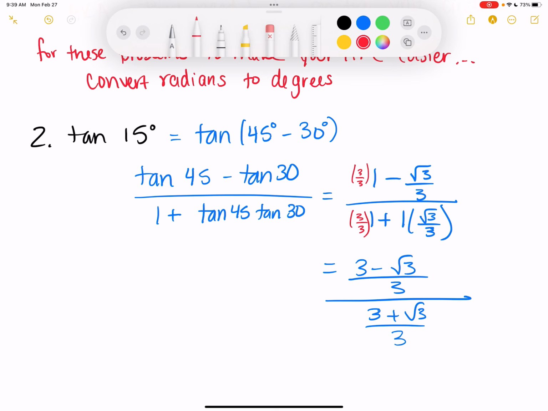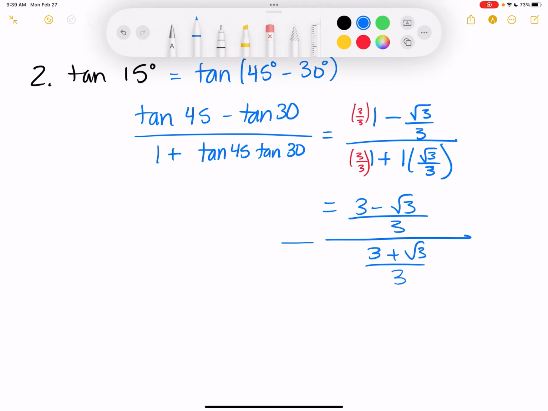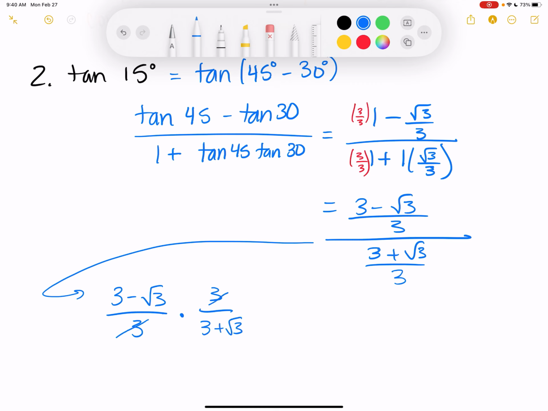I'm dividing by a fraction, so I should multiply by the reciprocal. So I'm going to bring this back over here because it's going to be long. So 3 minus the square root of 3 over 3 times 3 over 3 plus the square root of 3. The 3's cancel. So I have 3 minus the square root of 3 over 3 plus the square root of 3. Am I done? No. What's wrong with it? There's a square root. So how do I get rid of it? You've got to rationalize it. Multiply by 3 minus the square root of 3.